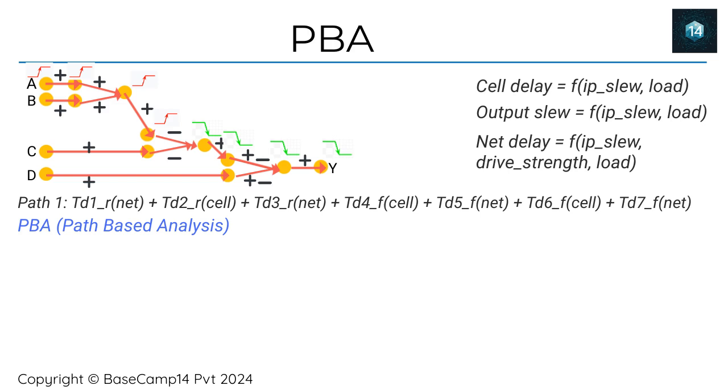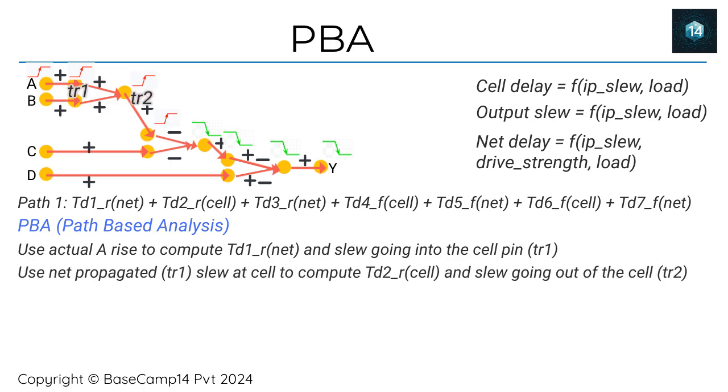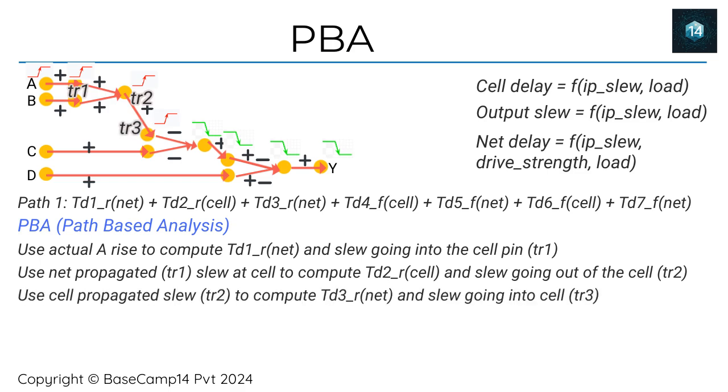Use actual slew from A to compute TR1 going into the AND gate input pin. Use TR1 to calculate cell delay and compute the output slew TR2. Use TR2 to compute net delay and slew TR3 going into the NOR gate.